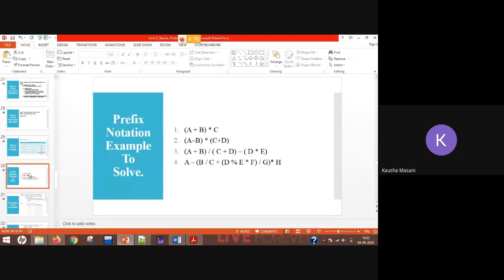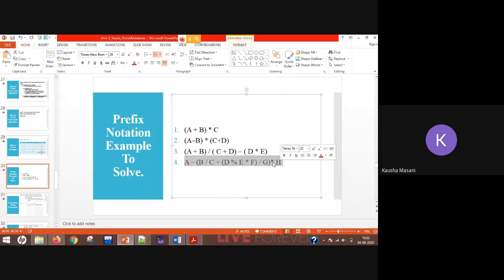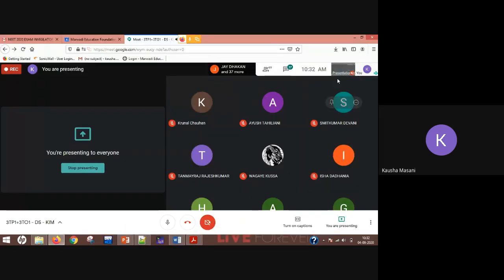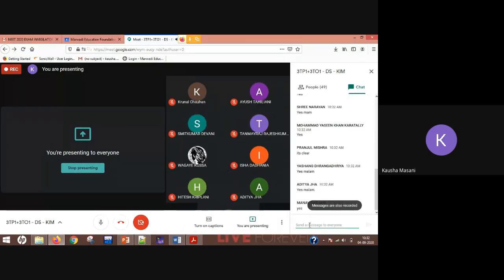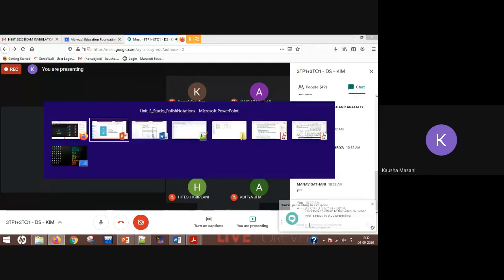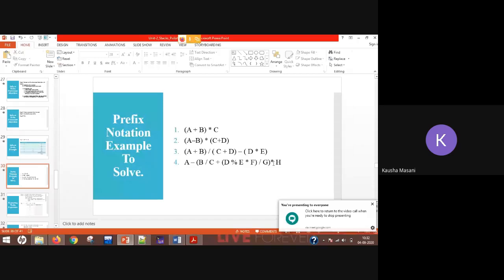Okay, the last one is this. I am placing it in the chat also, so that there are fewer chances of errors for those who are working with Word. For those who are working on pen and paper, here it is for you. Carefully note down the expression, okay, and then do the reverse part, and then go for stack method, and then again reverse it and get the final answer.